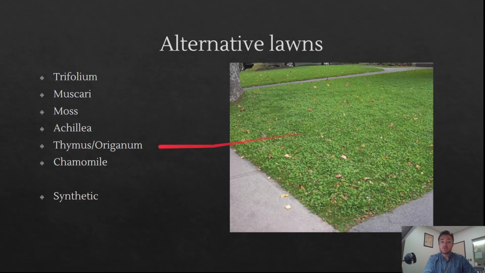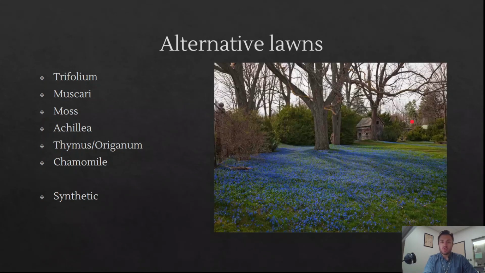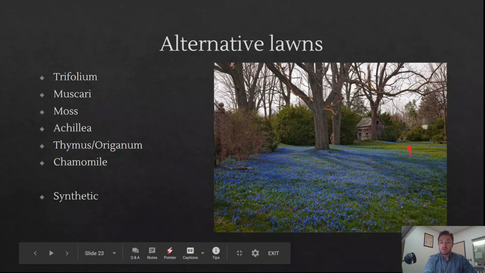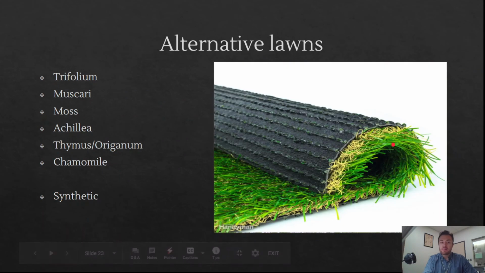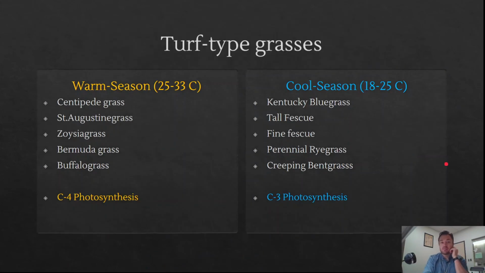You can use alternatives. This is what I do with my lawn. I have a clover lawn. You can also do things like plant muscari in your lawn. You can grow moss, yarrow, thyme, chamomile. You can go synthetic. I don't recommend it. That makes your house way hotter. You have to use more air conditioning and things like that to make it work.